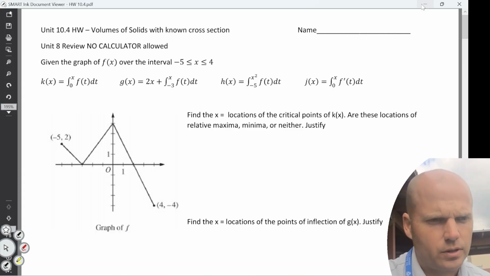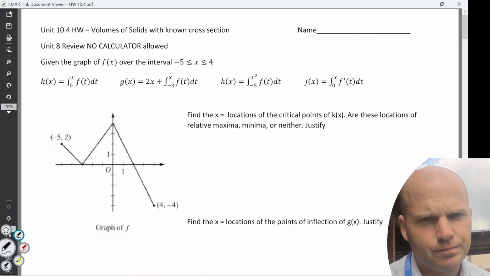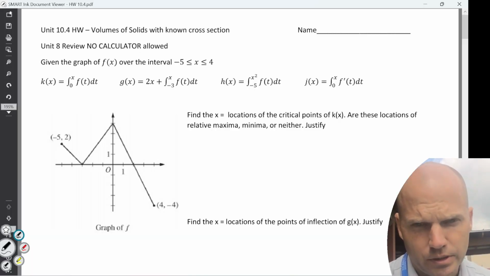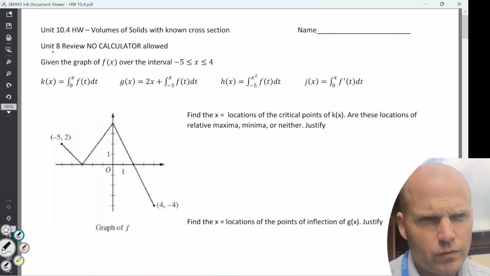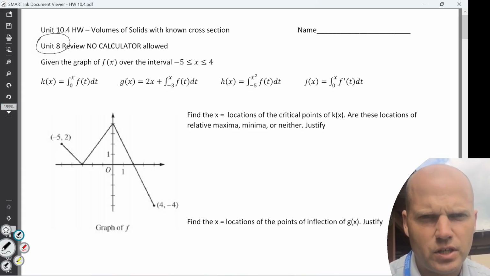What's up, calculus students? Last big homework. I'm going to start reviewing for the final. Have some tiny homeworks. Reviewing Unit 8, just little flavors of Unit 8, questions you might have seen in the past.